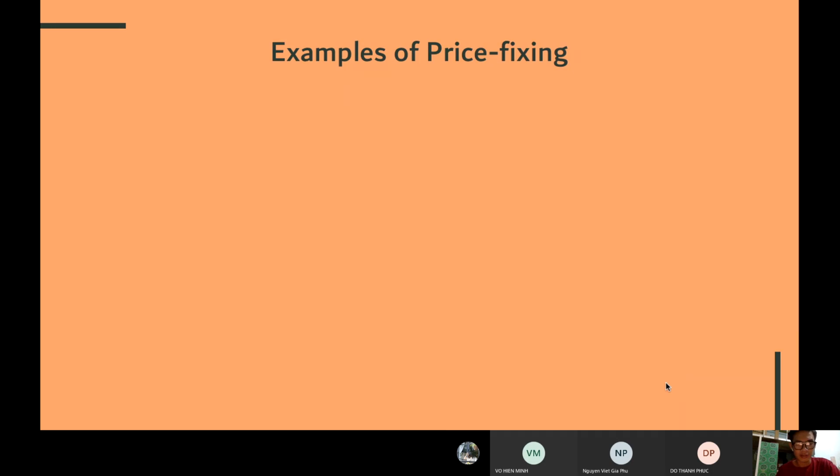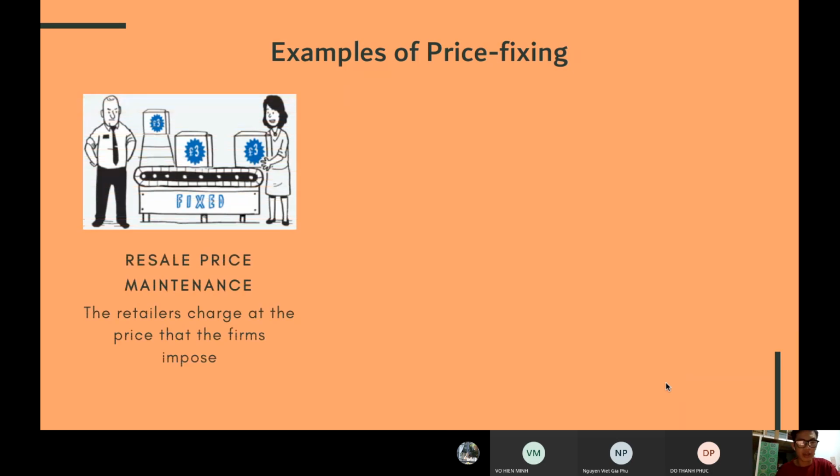I have three examples here. The first one is resale price maintenance. The firm requires the retailers to charge the price that the firm imposed. If any retailer charged less than that, it would violate its contract. It seems like resale price maintenance is anti-competitive because the policymakers believed it would prevent the retailers from competing on price, which could lead to violation of the antitrust laws. However, the economists claim that it is not aimed at reducing competition and it is a legitimate goal.